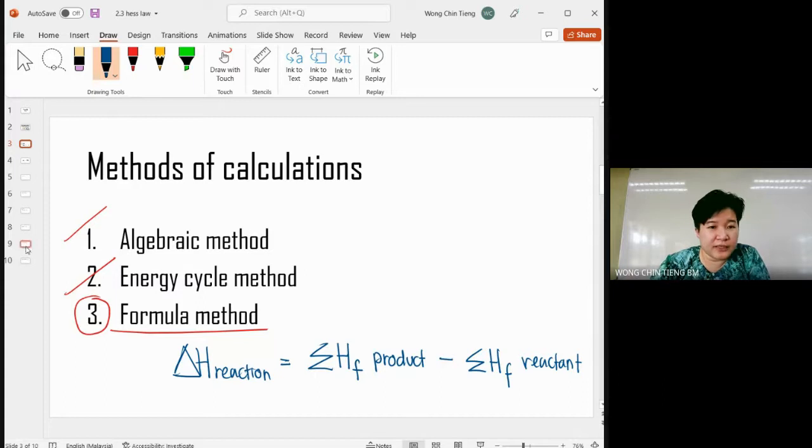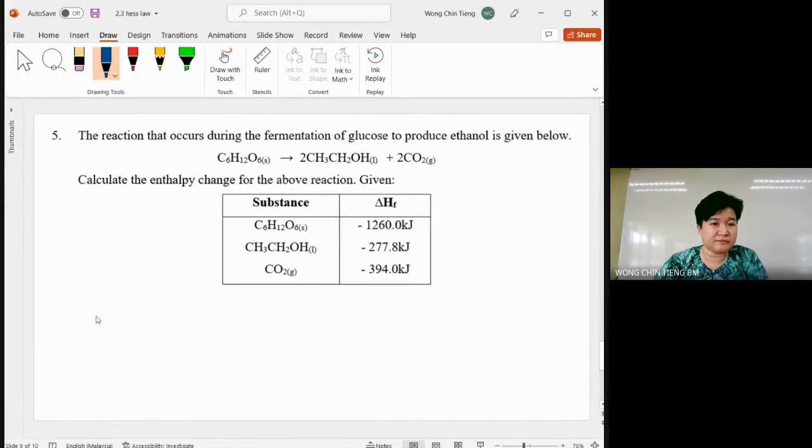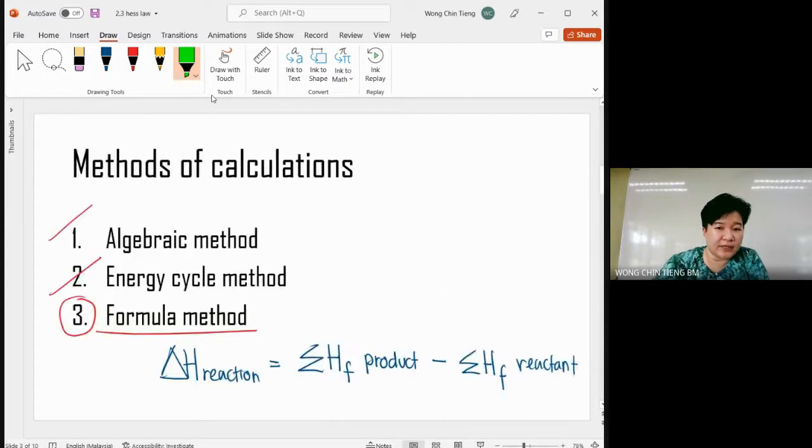So, soalan yang kita boleh guna formula, soalan 5. Take a quick look. Okay. Kenapa saya kata soalan 5 boleh? Perasan tak dia bagi formation? Remember I say in the formula just now? Alright, kita hanya boleh guna kalau yang diberi adalah formation.